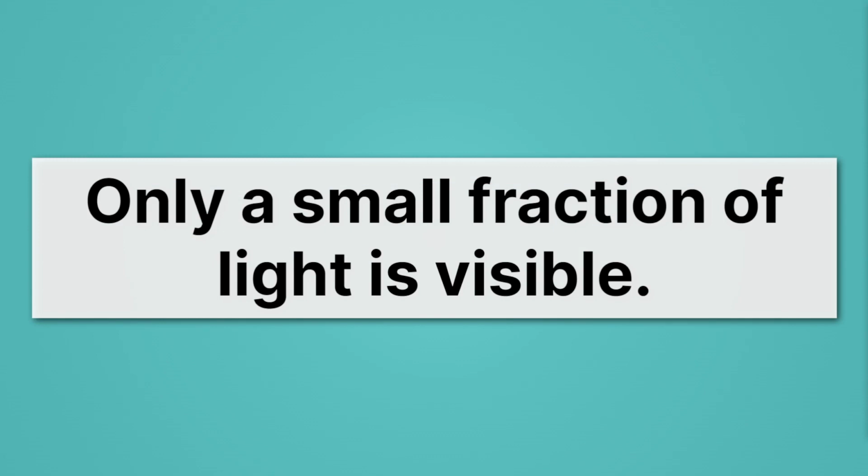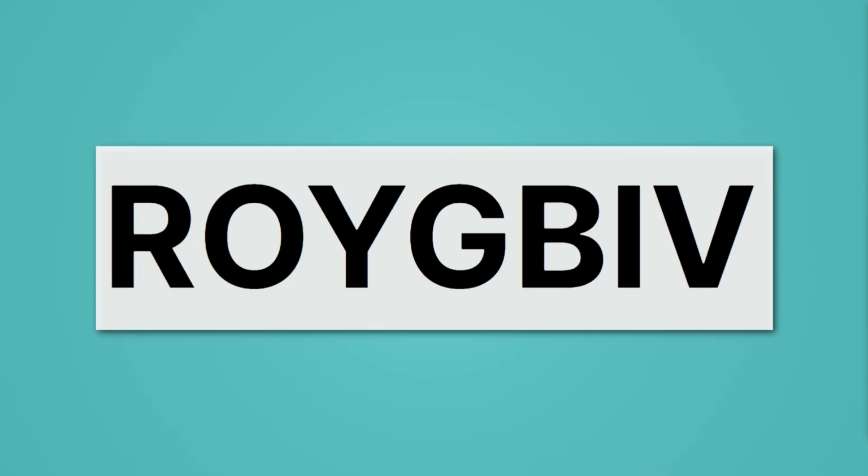Only a small fraction of light is visible. So we tend to think of light as mostly that thing we can see, but really the rainbow shows all the colors we can see, from red to violet. There's tons of light outside of that. Everything else on our electromagnetic spectrum is invisible to us, except for Roy G. Biv: red, orange, yellow, green, blue, indigo, and violet.